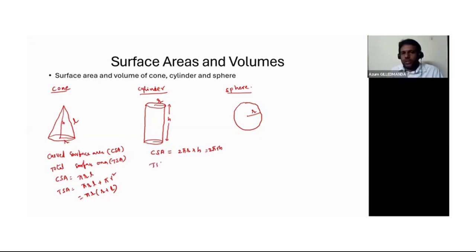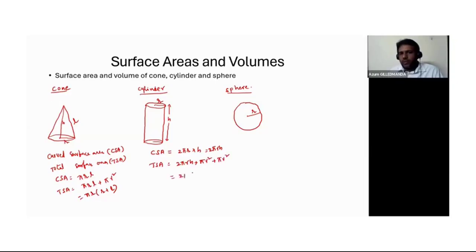Now, what is the total surface area? So for the total surface area, what it has: at the top it is a circle and at the bottom also it is a circle. So you need to add the circular area 2 times. In a cone we added once, right? Pi r square. But here you need to add 2 times. So it is the curved surface area, which is 2 pi r h, plus the bottom circular area, which is pi r square, plus the top circular area, which is pi r square.